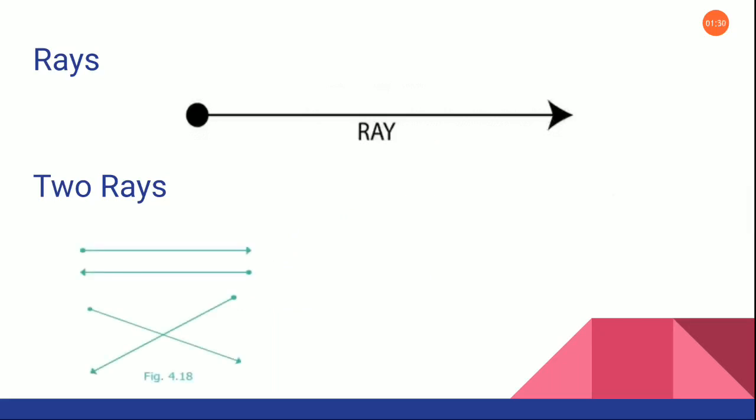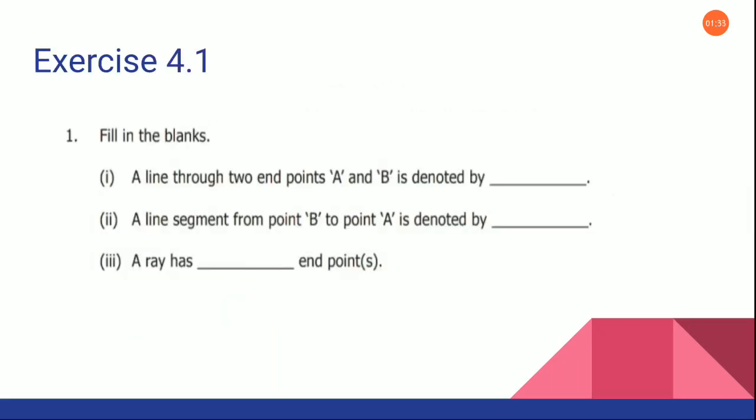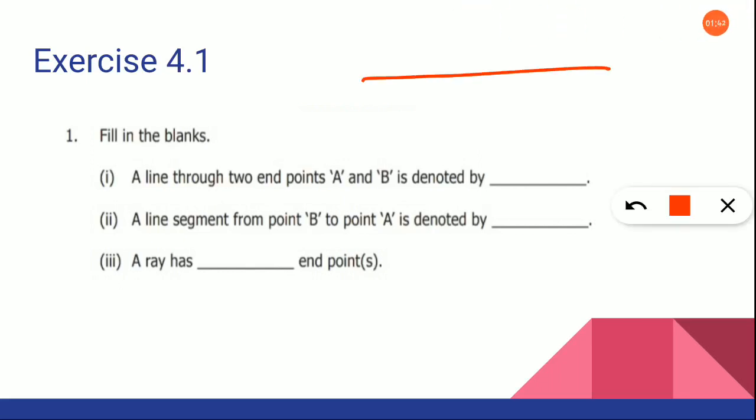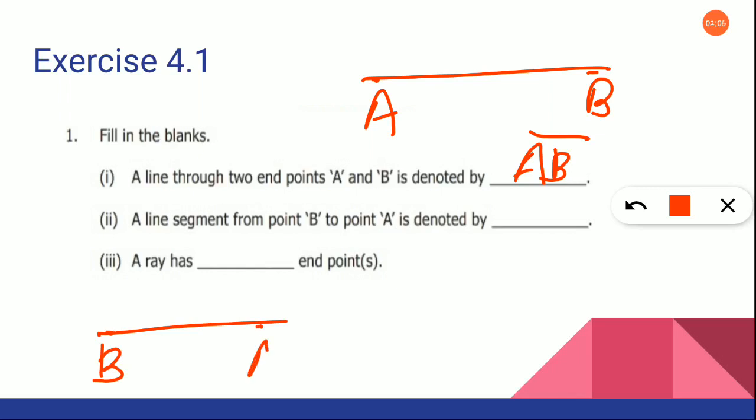Clear, children? Now look at the first sum. A line through two endpoints A and B is denoted by a line through two endpoints. Here is one point A and here is one point B. So how will you call it? It is called line segment AB. Next, a line segment from point B to point A is denoted by, here is a line segment and I am having the starting point as B and the other ending point as A. How will you denote it? You will denote it as BA.